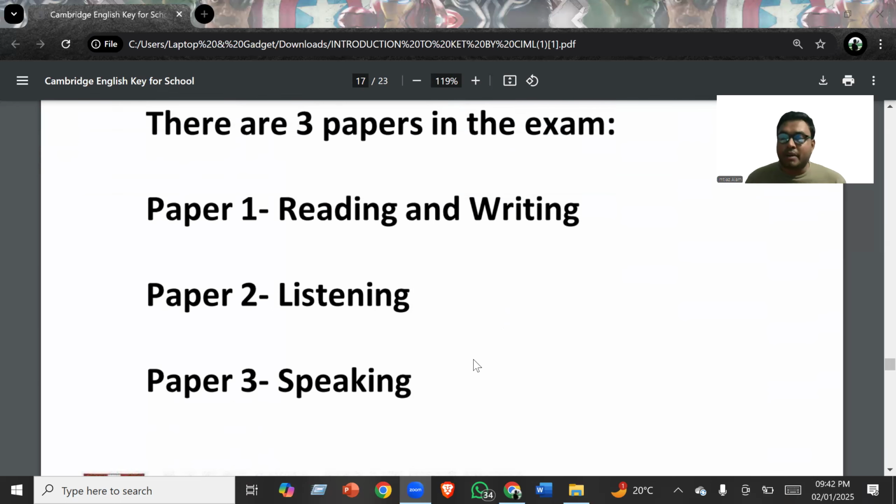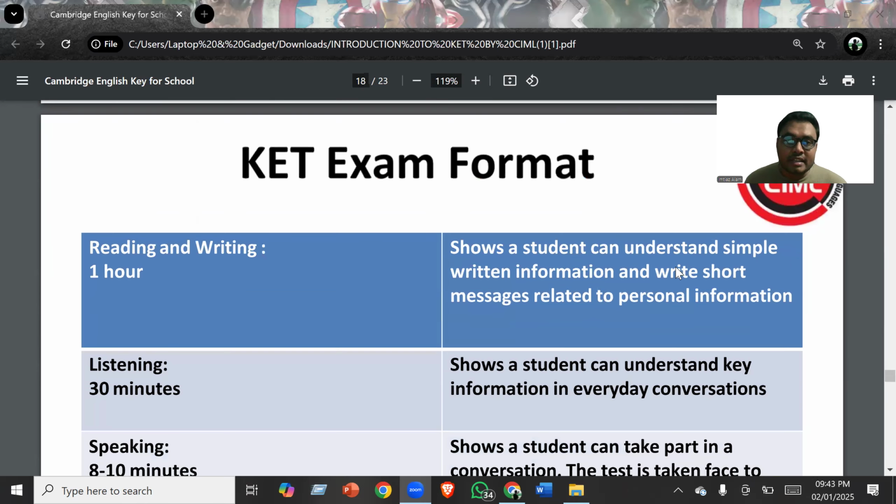Reading and writing will not be separated; they will come combined. So paper 1 will be reading and writing, paper 2 will be listening, and paper 3 will be speaking. Now going up to the next phase, and that is the exam format.